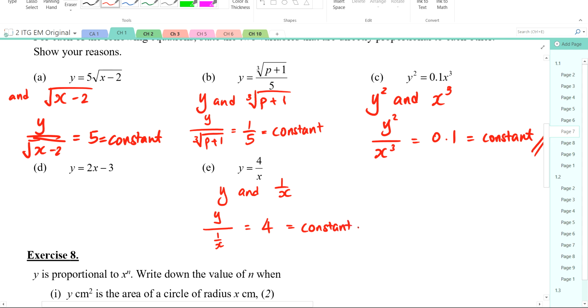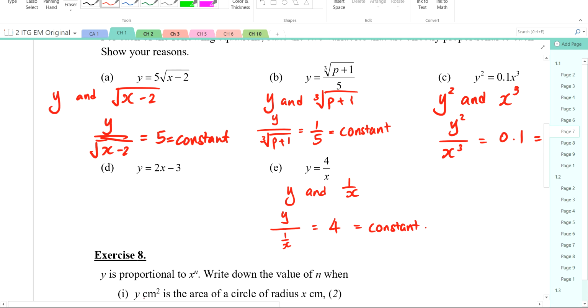Does anybody have anything creative for part D? What's the answer? y and 2x minus 3. Do you get it? Anybody wrote that? Why not? Why will it be -1? Okay, let's take a look at part D. I'm telling you that now the variables are y and 2x minus 3. So what do you think is the value of k? 1, yeah. Isn't 1 a constant? So y divided by 2x minus 3 equals 1, which is a constant.